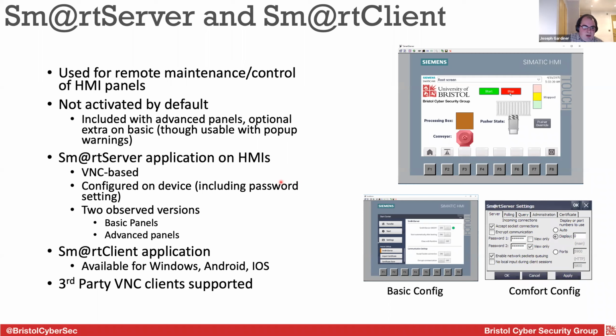To go with this, there's a Smart Client application. This is basically a VNC client that you can get for Windows, Android, and iOS, and you can see that at the top right. This gives you a visual representation of how the HMI looks. So this looks just like a KTP700, and it also maps the physical buttons as well. There are 8 physical function buttons on a KTP700, and you can use the remote client to control these. As it does run VNC, you can also use third-party VNC clients for a reduced experience, but they do work.